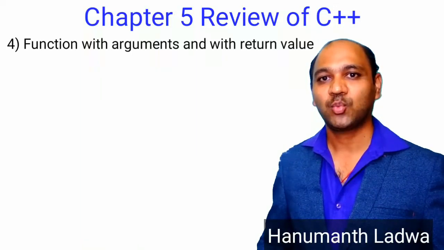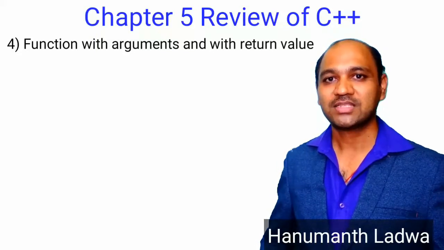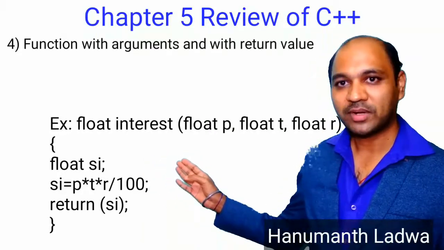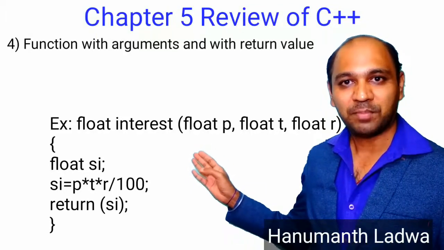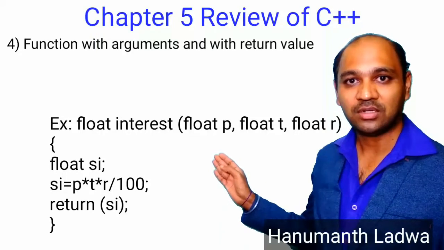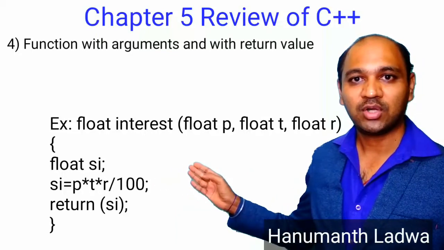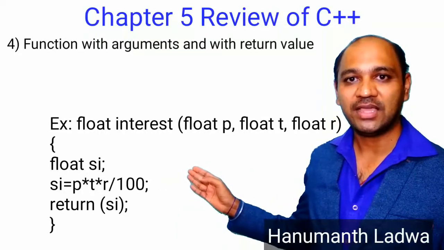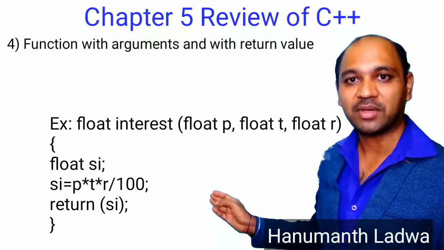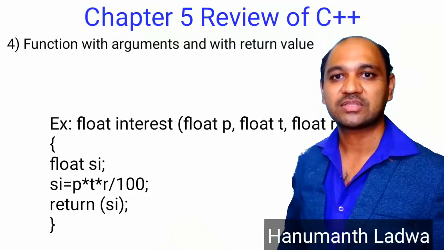Next we'll continue with the fourth type of function, that is function with arguments and with a return value. Let us continue with one example, float interest. Inside the round brace we are going to write float p, that is principal amount, comma float t, that is time duration, next comma float r, that is rate of interest. So curly open brace, and we are going to declare one local variable called si, that is float si, and here we'll write si is equal to p into t into r divided by 100, and we are going to return this value, so that is return si, curly closing brace.